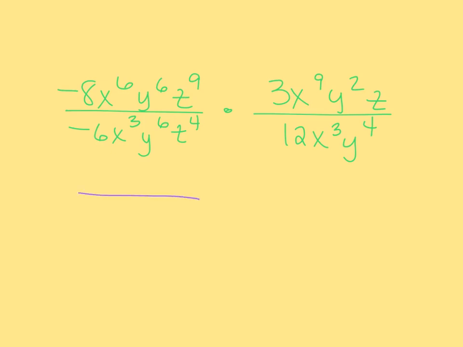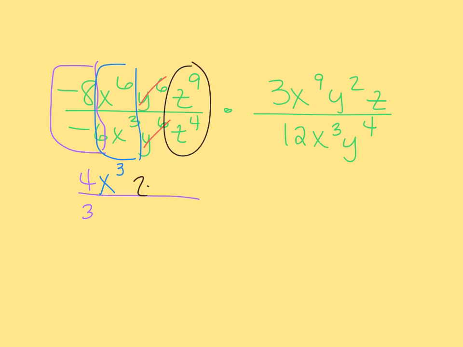So if I start on the left side, and I look at my coefficients, and I have -8 over -6, I can tell myself two negatives make a positive. 8 over 6 divide by 2, so I get 4/3. Okay? So now if I look at my x's on this first fraction, x to the 6th over x to the 3rd, that simplifies to x to the 3rd on top. The y's, what happens to the y's? Y to the 6th and y to the 6th, they totally cancel out, so I have no y's there. If I look at the z's, the top z wins by 5.